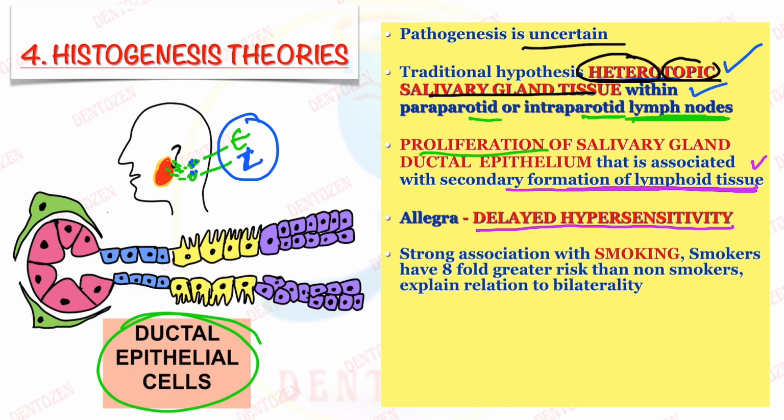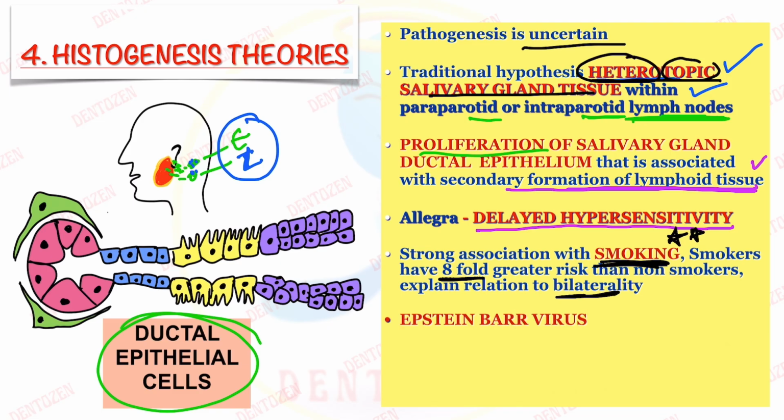Another important concept is its strong association with smoking. Very, very important, commonly asked: which salivary gland tumor can occur secondary to smoking? That is your Warthin's tumor. Smokers have about an 8-fold greater risk compared to non-smokers. And that can also explain its bilaterality. That is why it is seen on both sides, because smoking can affect both sides equally. So because of the smoking association, it can be seen as a bilateral tumor.